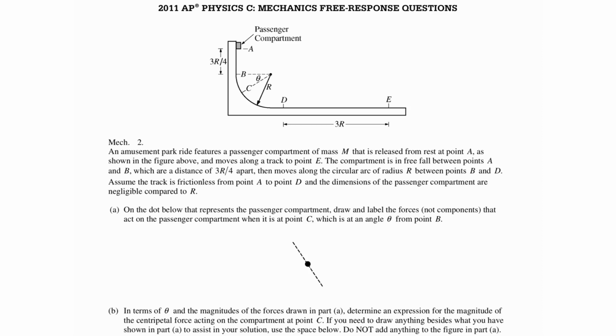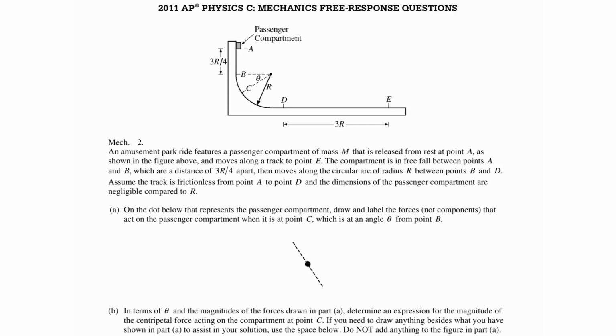then moves along the circular arc of radius r between points B and D. Assume the track is frictionless from point A to point D, and the dimensions of the passenger compartment are negligible compared to r. For part A, on the dot below that represents the passenger compartment, draw and label the forces, not components, that act on the passenger compartment when it is at point C, which is at an angle theta from point B.